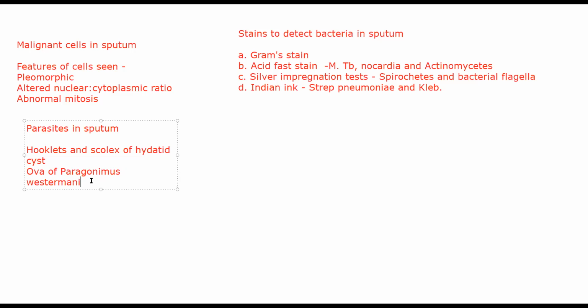Paragonimiasis is caused by this parasite. You can find this in sputum, or you can find larvae of Strongyloides. ठीक है. स्ट्रोंगुलाइड सैकरालिस बोल के एक पैरासाइट रहता, उसके larvae you can find in sputum. Sometimes if there is a very heavy infection, you can find small Ascaris lumbricoides that will be coughed out. Okay. So heavy Ascaris infection.